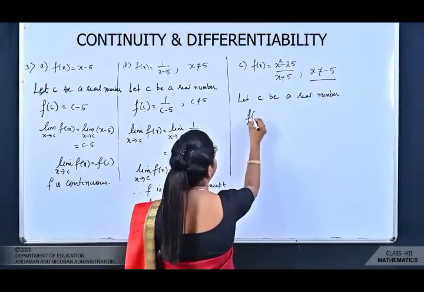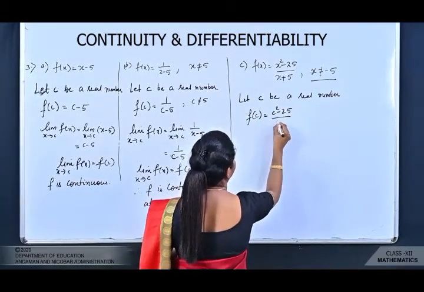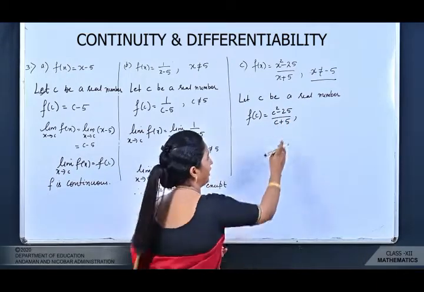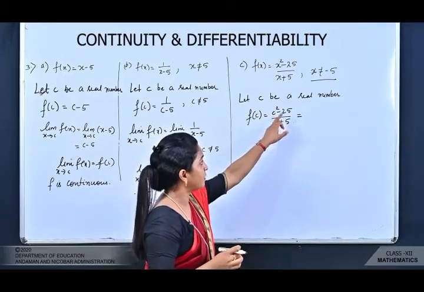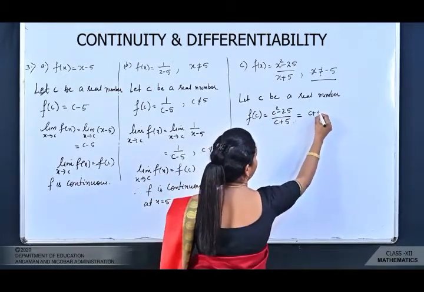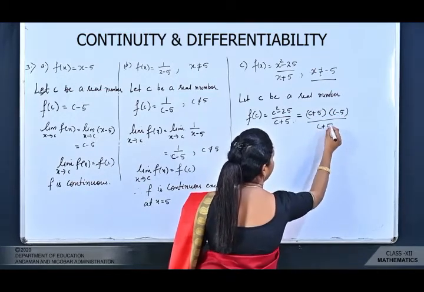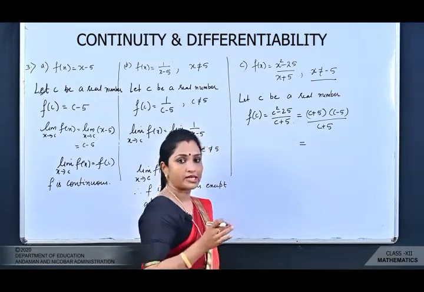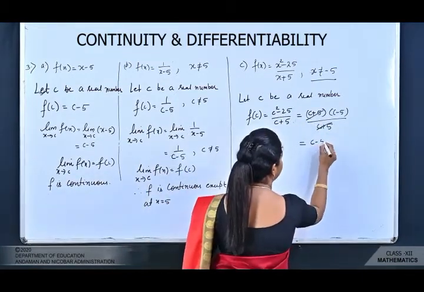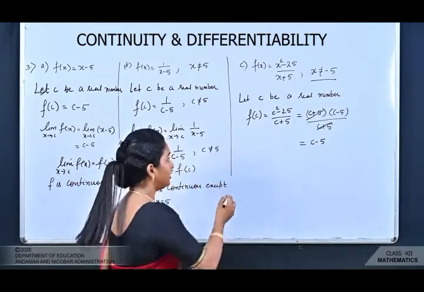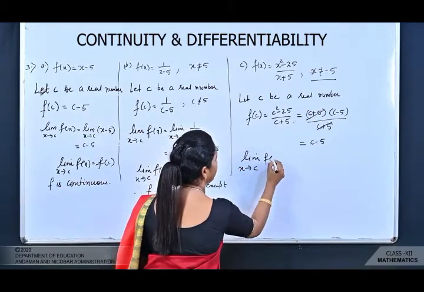So when you find f of c, you're going to get what? C square minus 25 by c plus 5. And this you're going to simplify. When you simplify, you know that c square minus 25 can be written as c plus 5, c minus 5 by c plus 5. This is the formula of a square minus b square, right? So here you can just cancel it out. You're going to get c minus 5. Clear?